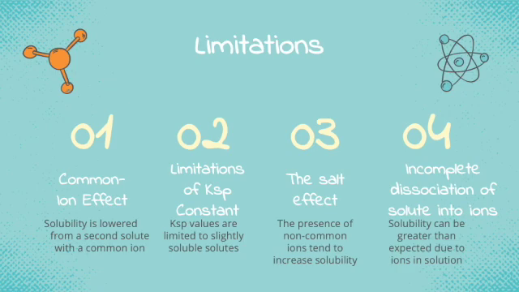The last example is the incomplete dissociation of solute into ions. Some ions in solution might join in oppositely charged ion pairs. Additional solute must be present for the product ion concentrations to be equal to Ksp, making the solubility greater than otherwise expected.